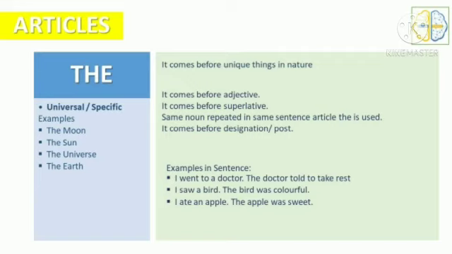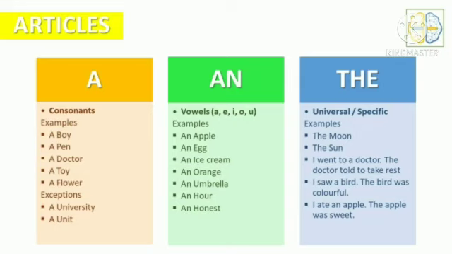So let's have a small revision. We have seen the three articles, article a, article an and article the. When to use article a? Before the sound of a consonant, before a singular common noun which starts with a consonant sound. When to use article an? Before a word that starts with a vowel sound. And article the is very specific, universal, and used when the same noun is repeated in the same sentence. So it's very easy. Hope it's clear to everyone.